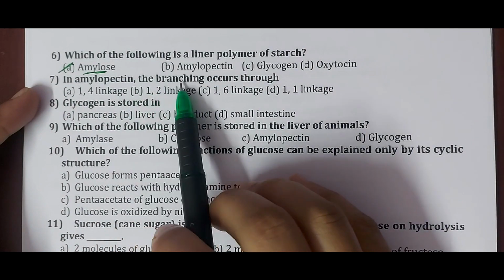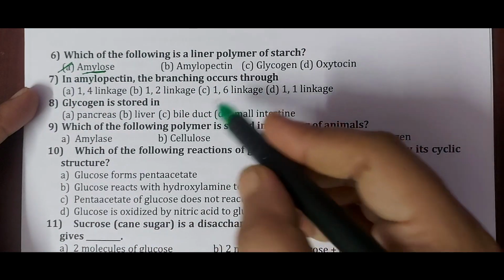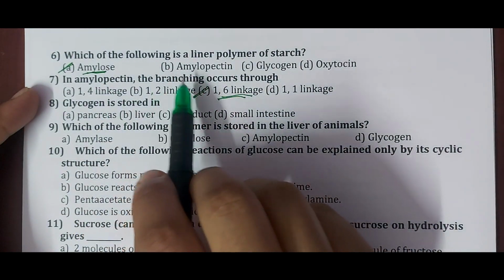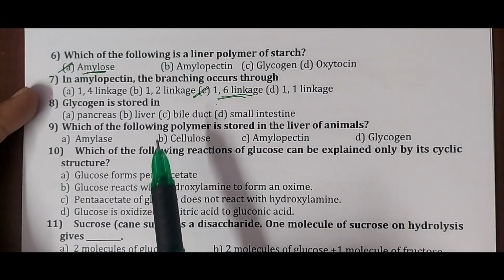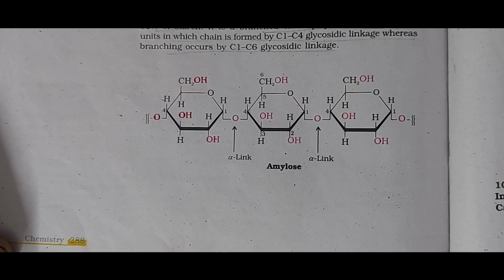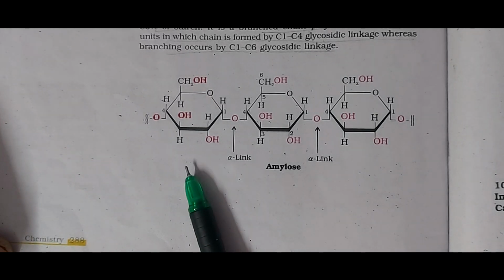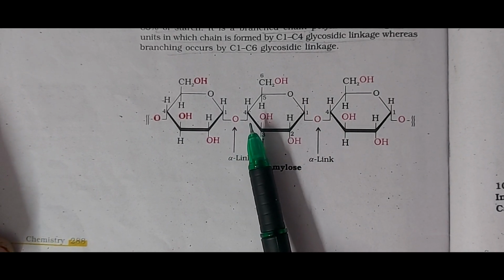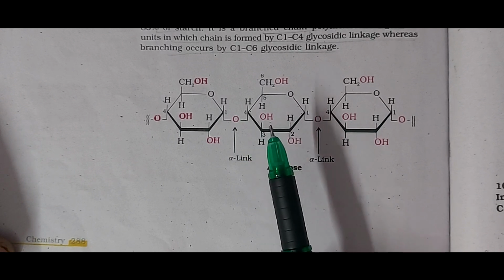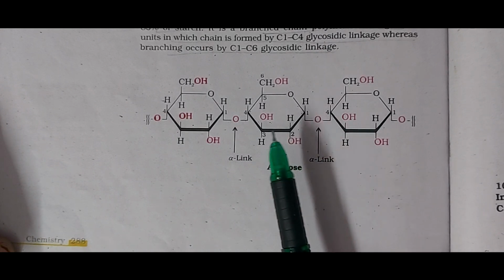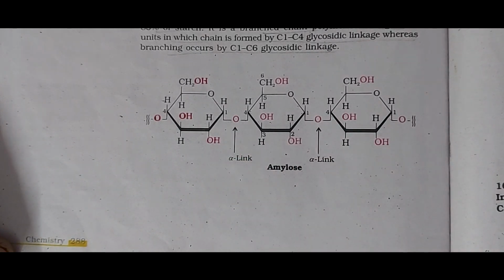Next, in amylopectin, the branching occurs through. The correct answer here is 1,6 linkage. We'll see the structure of both amylose and amylopectin as given in NCERT and come to the conclusion. This is the structure of amylose as given in NCERT. If you look here, it's a linear polymer with 1,4 linkage. So this can also be asked as a question. Remember, amylose is the part of starch which is a linear polymer having 1,4 glycosidic linkage.